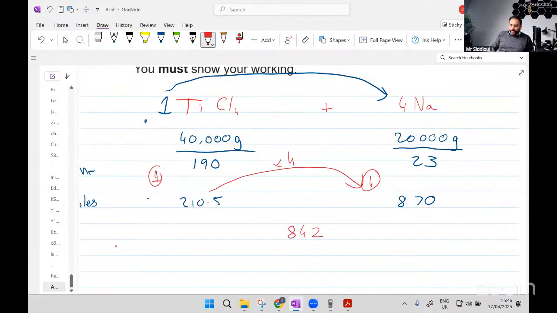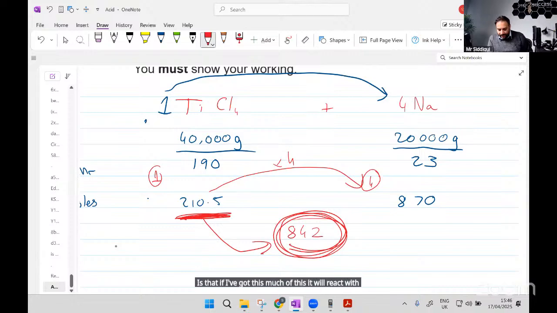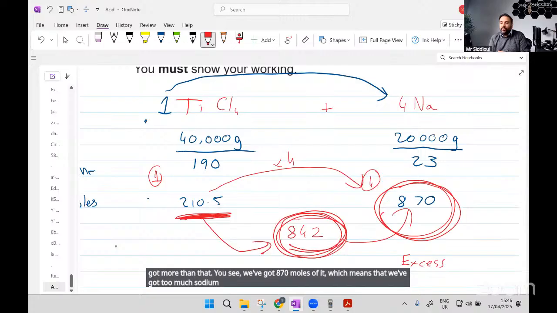Okay. So what we're saying here is that if I've got this much of this, it will react with 842 moles of sodium. That's it. It won't react with more than that. But we've got more than that, you see? We've got 870 moles of it, which means that we've got more sodium than we need.